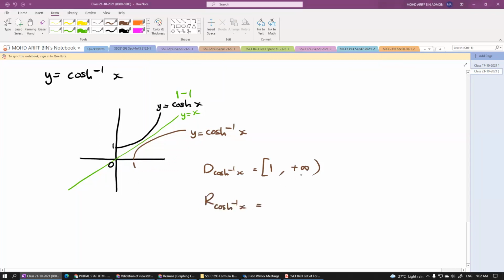How about the range? 0 to positive infinity. Or should there be some asymptote somewhere here, like this? Is there any asymptote here? Come on, guys. No, sir. No, because this is just part of them.